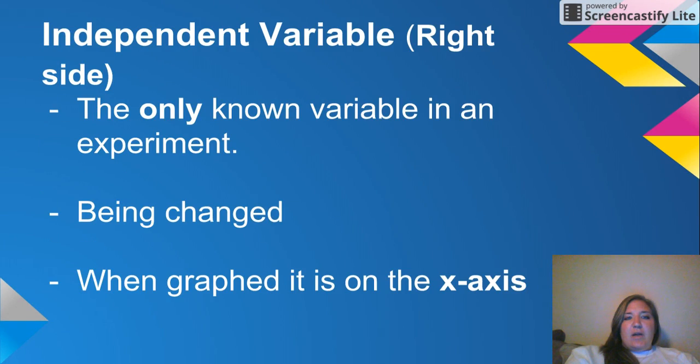The independent variable is the only known variable in an experiment. This is what we are changing. This is what's being changed. When you graph something and there's an independent variable, it's located on the x-axis.